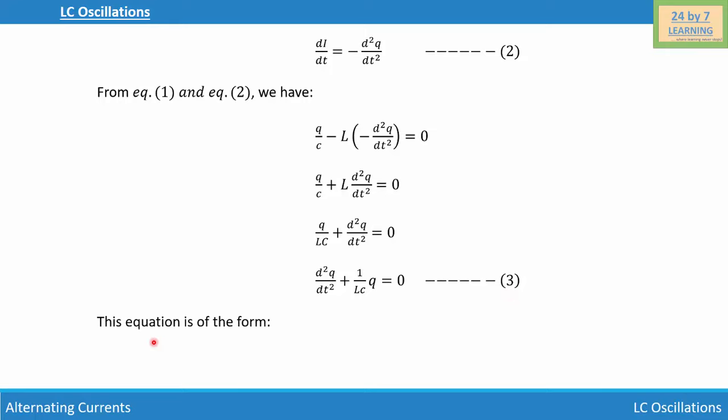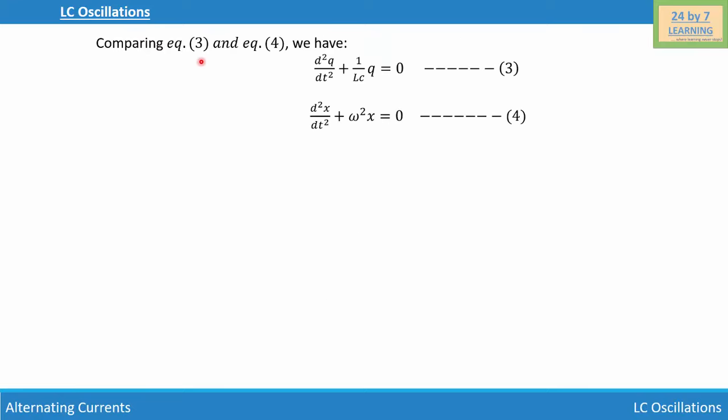Now we know that this equation is of the form d2x over dt square plus omega square x is equal to 0, which is equation 4. So I'm going to compare equation 3 and equation 4. Equation 3 is a differential equation of Q and equation 4 is the differential equation of X. So if we compare, we can see that 1 over LC is basically omega square. So we will write omega square is equal to 1 over LC, then omega is equal to 1 over square root of LC.